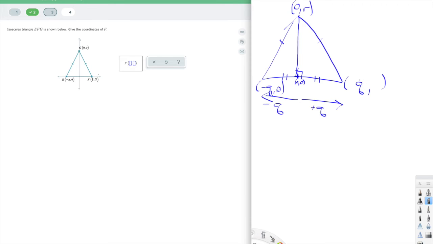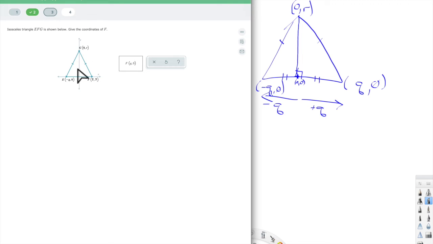Now I need to know what is my y coordinate. Well, I'm on the x-axis, aren't I? So if it's on the x-axis, I'm not going up or down at all. It's just going to be 0. So it's just a matter of looking at it. What do I know about this shape? And how can I use my knowledge of this shape and other properties of lines and isosceles triangles and things like that? How can I use these properties to get what I need to solve this problem?